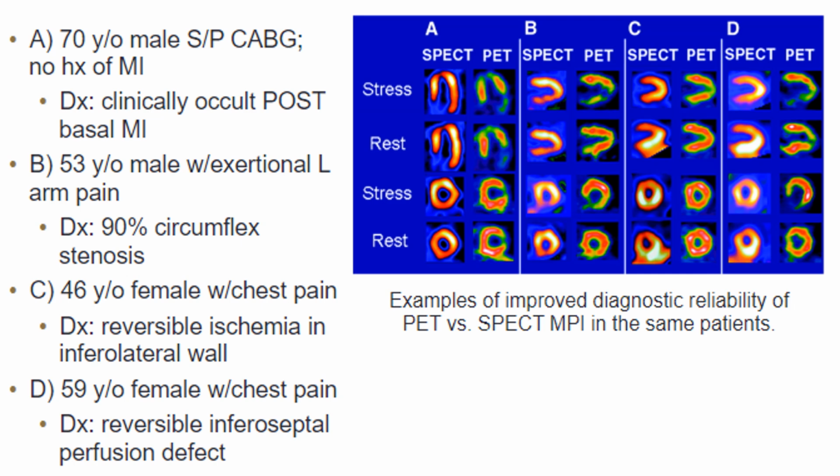D is a 59-year-old female patient with chest pain. Diagnosis was reversible inferior septal perfusion, which you can see right here on the PET stress images, but you do not see them on the SPECT images. So the image quality is much better. The diagnostic reliability is much better with PET than SPECT.